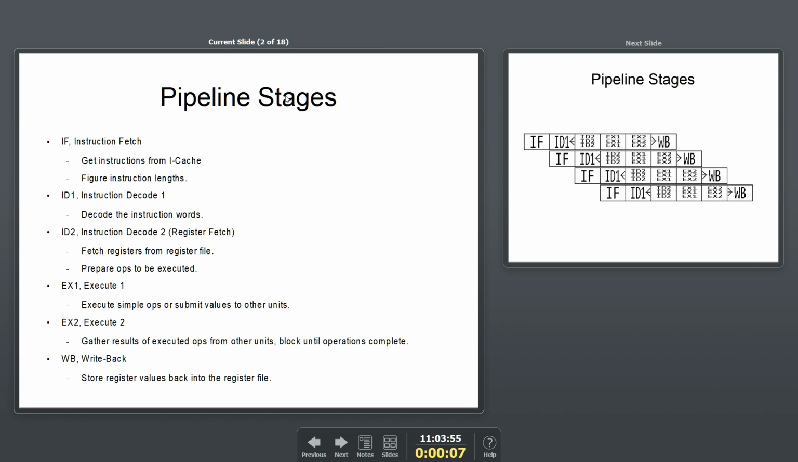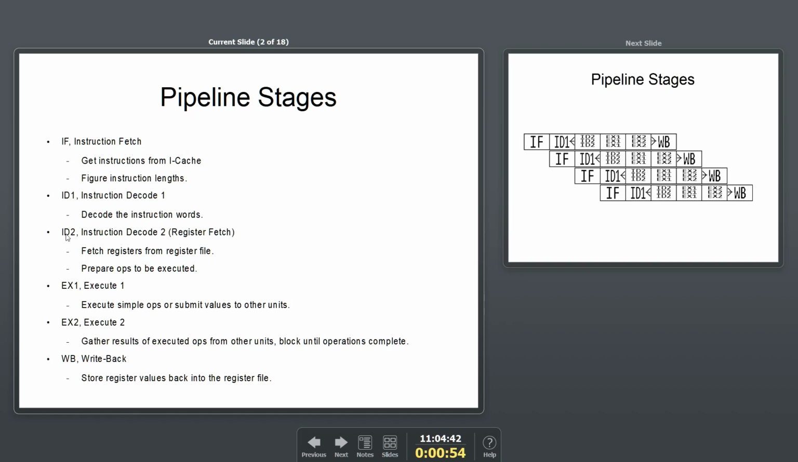Basically, major pipeline stages. There's IF, or instruction fetch, which fetches instructions from the I cache and figures out the instruction lengths. And this is done during instruction fetch for reasons I will probably go into later. So then there's ID1, or instruction decode 1. This decodes the instruction words. This is the main actual decoder stage.